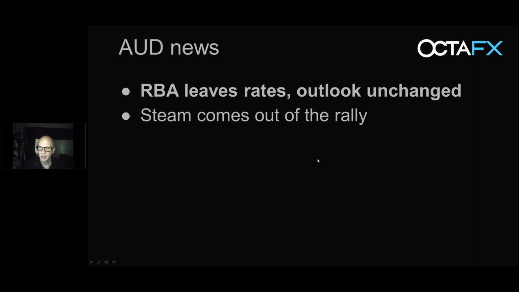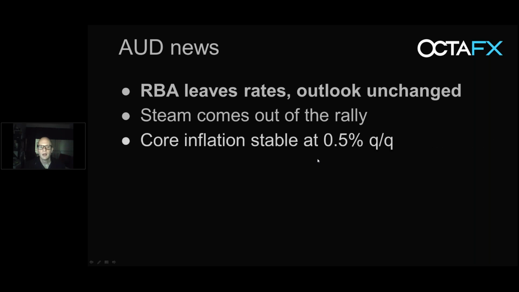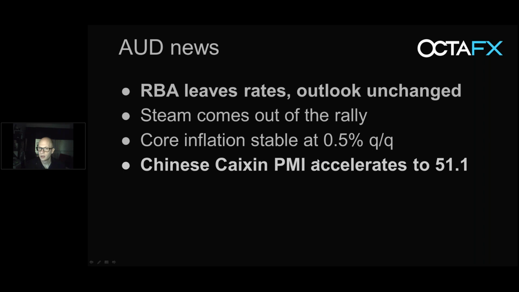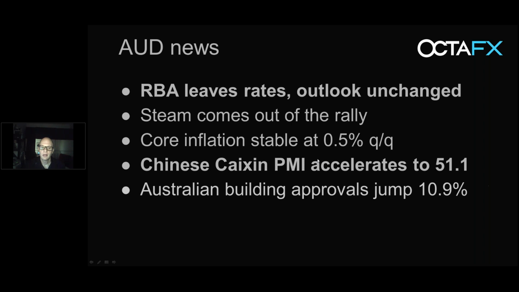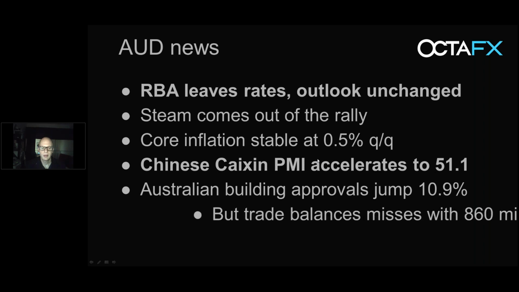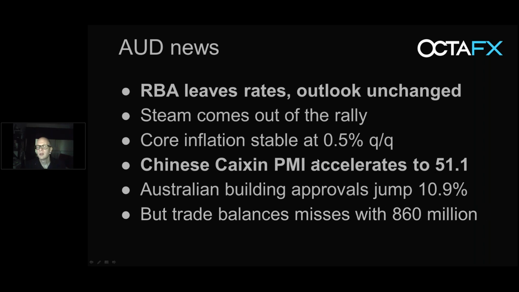It was driven a lot by the weakness of the US dollar, but the steam comes out of the rally. We had stable inflation, core inflation at 0.5 quarter over quarter. Good news from China, Australia's number 1 trading partner, with the independent measure of the manufacturing sector accelerating, moving to the upside. On the other hand, on the same note, Australian building approvals jumped by 10.9%, but the trade balance, the most recent figure released this morning, missed with only 860 million.